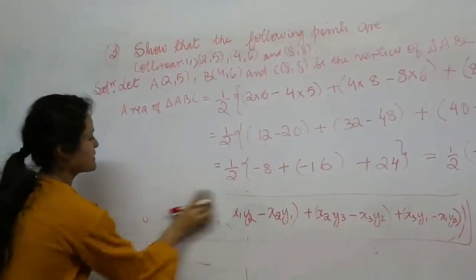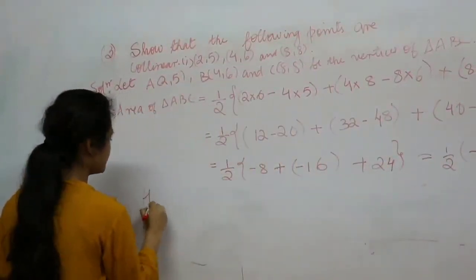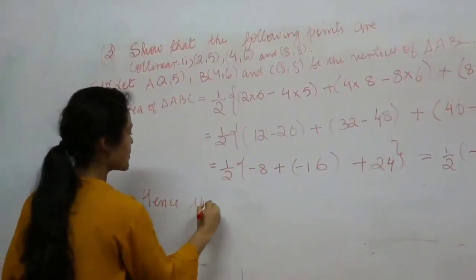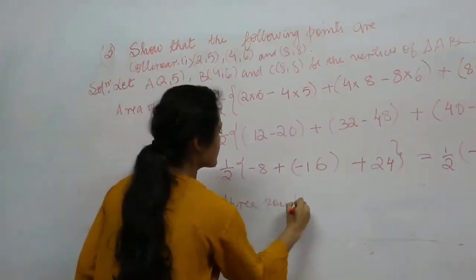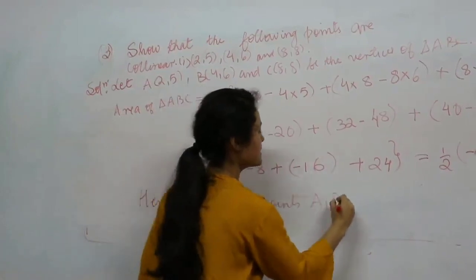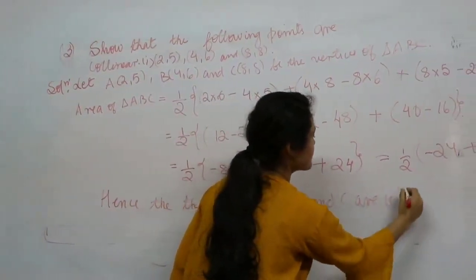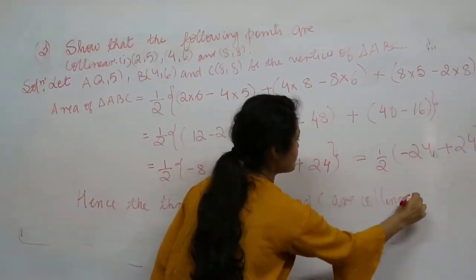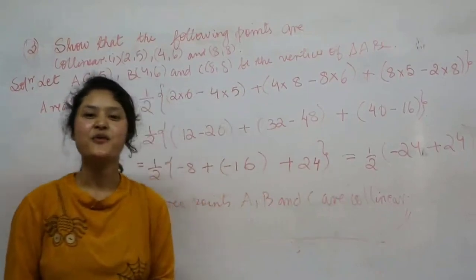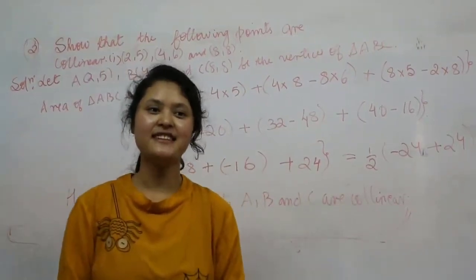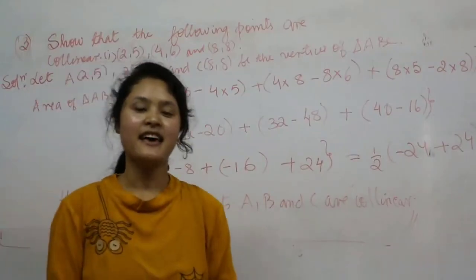Hence, the 3 points A, B and C are collinear. So this is the answer. We have come to the end of this chapter. I hope that you all have benefited from this class, and thank you so much.